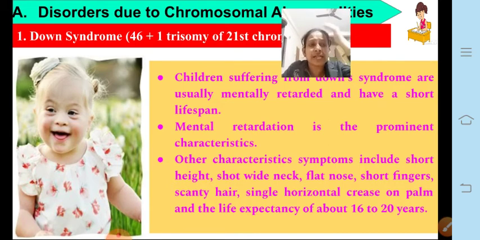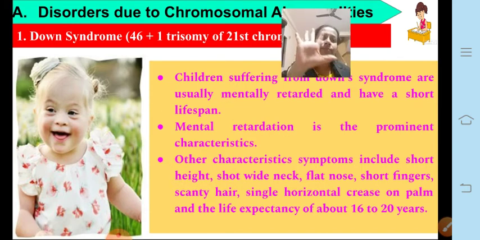You might have seen these children, they are short in height, and they have a short, wide neck. The nose will also be flattened. The fingers will be very short, and they have scanty hair, less hair.